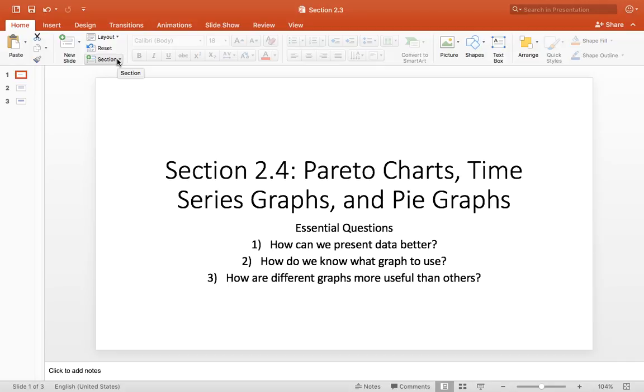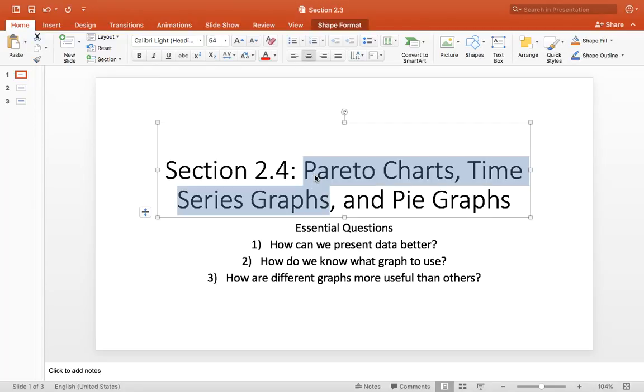All right, so now we're moving on to section 2.4, and this is going to be broken up into 2 days. So the first ones that we're going to do are Pareto charts and time series graphs, and we're going to do these two on videos. So that's what you're going to do tonight for homework, and then pie graphs we're going to do in class together.